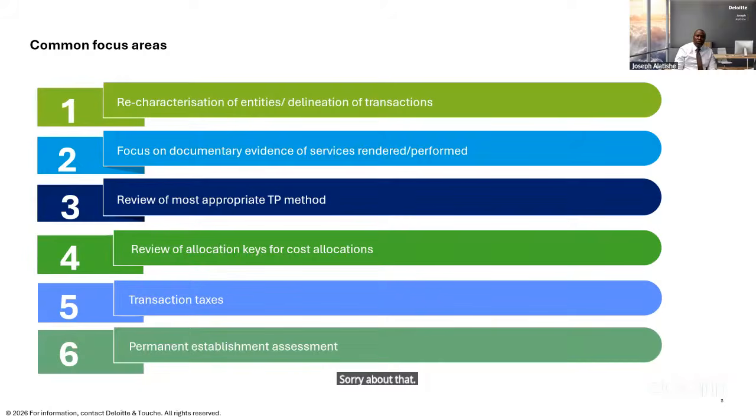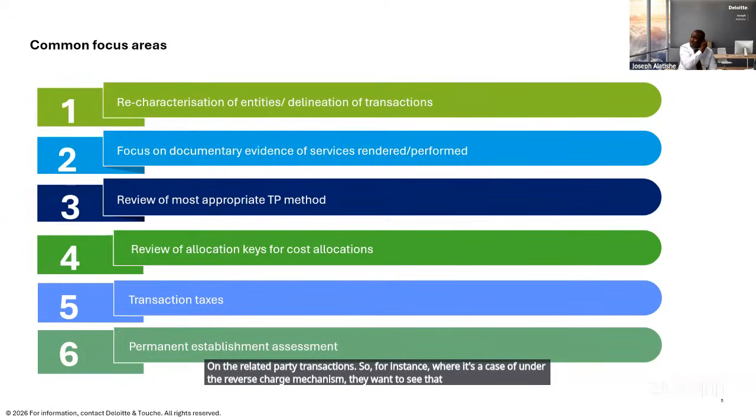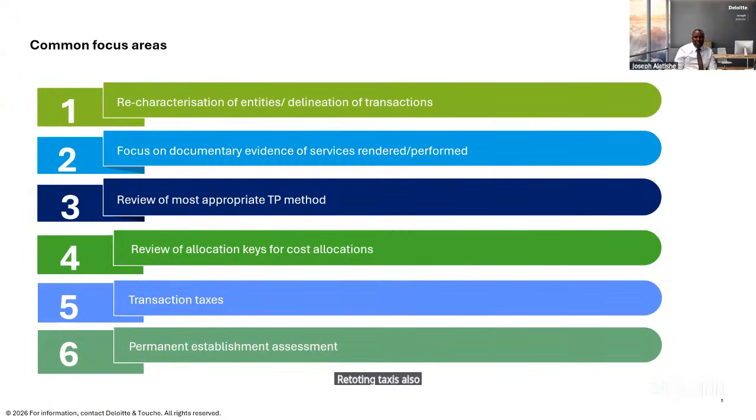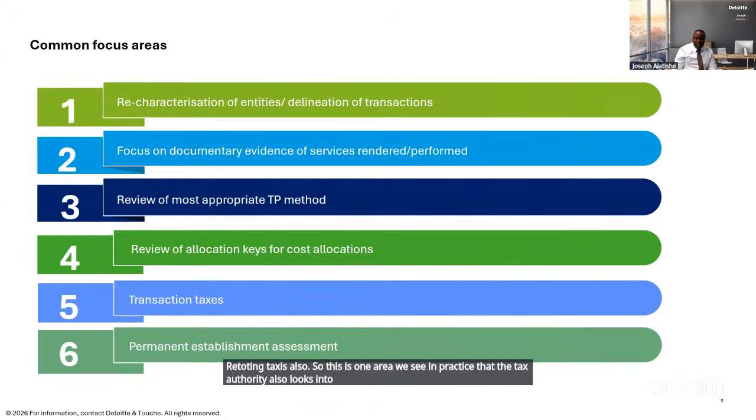So the tax authority wants to see that adequate transaction taxes are being paid on the related party transactions. So for instance, where it's a case of under the reverse charge mechanism, they want to see that the Nigerian entity has self-charged itself when it's receiving services from a related party outside Nigeria, for instance, withholding taxes also. So this is one area we see in practice that the tax authority also looks into in transfer pricing audits, even though you could argue that it's not strictly a transfer pricing issue.